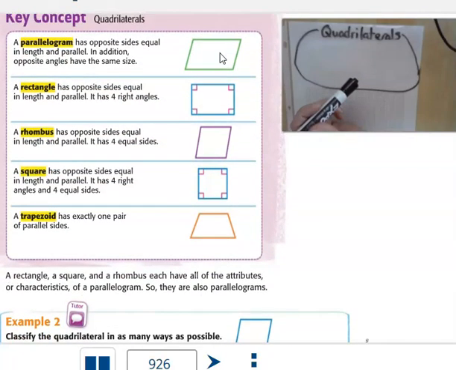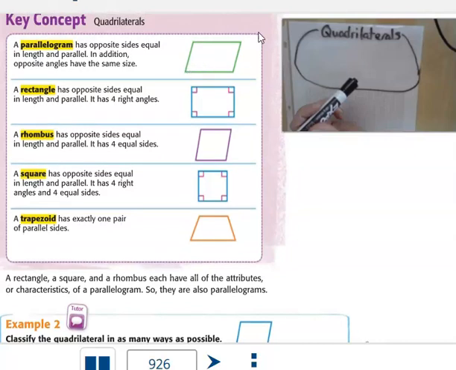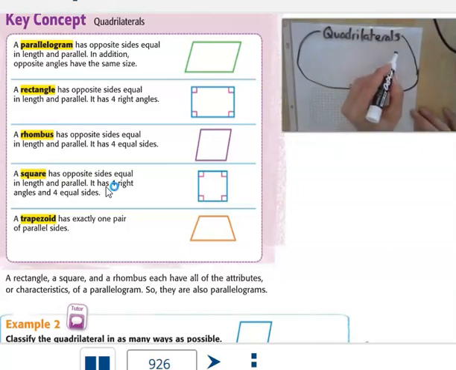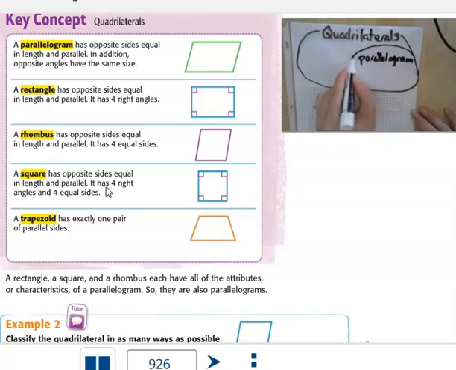This side and this side are equal, and this side and this side are equal. If I were to draw an X in there, those opposite sides would be equal. So a subcategory of quadrilaterals is parallelograms. That's going to be a subsection of our quadrilaterals. Now, inside the parallelogram subset, there is going to be a subset that are rectangles.